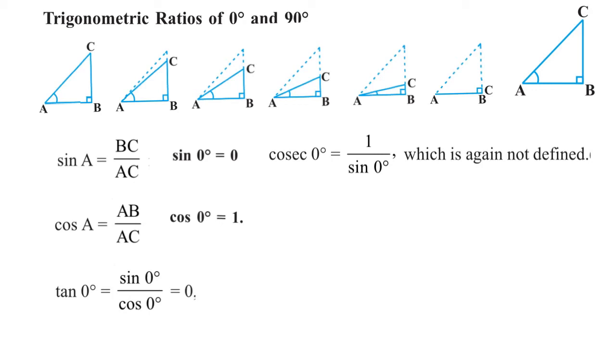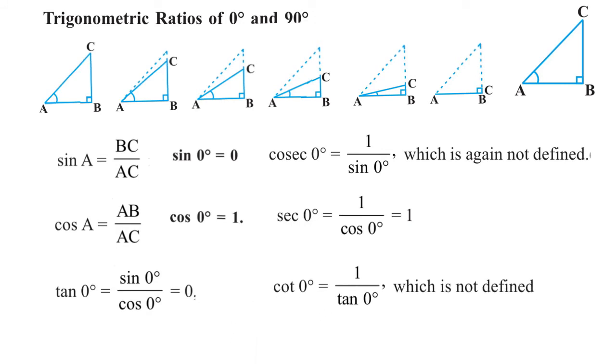What about the reciprocal of cosine, which is secant? That's going to be 1. Reciprocal of tan, which is cot, that's going to be also not defined, because tan 0 is 0 and the reciprocal of 0 is not defined. So we know what the trigonometric ratios of 0 degrees are.